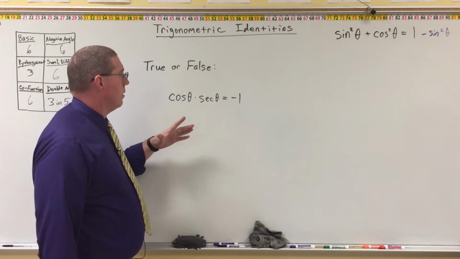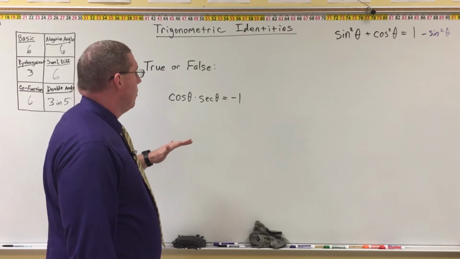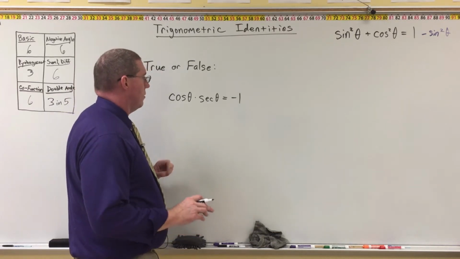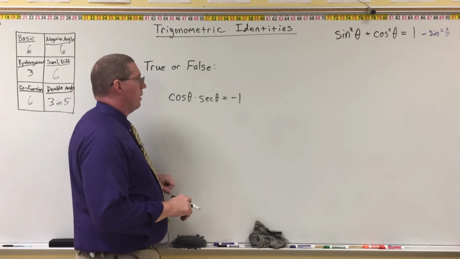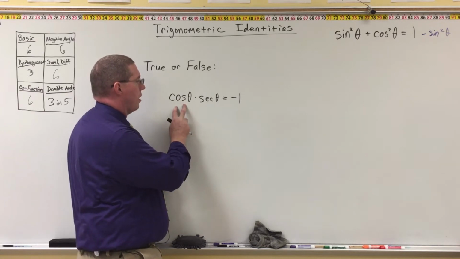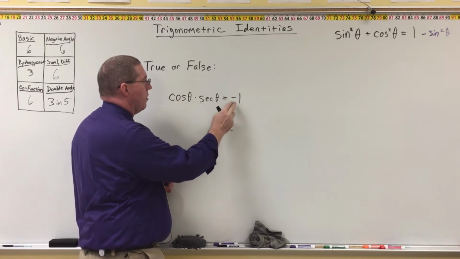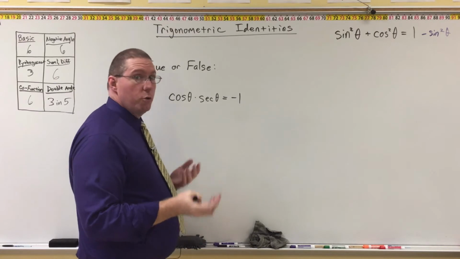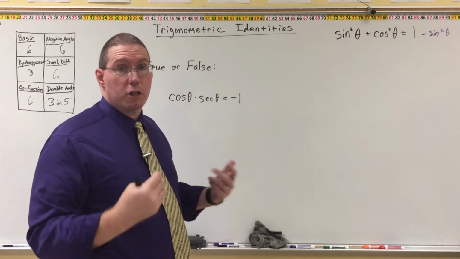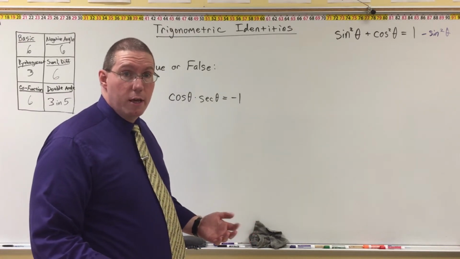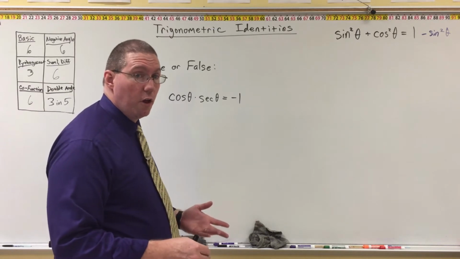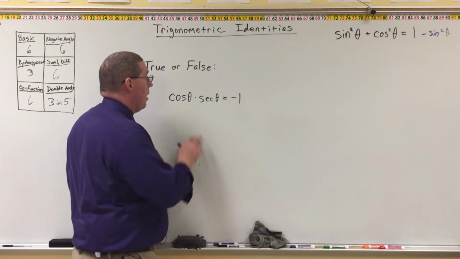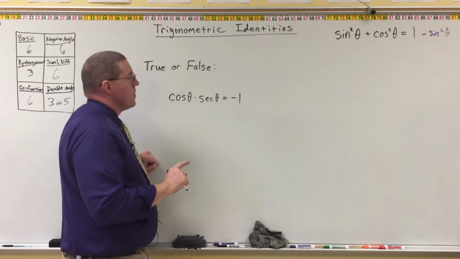In my opinion, really the real trick to dealing with trigonometric identities. So what we have here is cosine of theta times secant of theta is equal to -1. That may be true, it may not be true. If you don't have a strong understanding of trigonometry, if you haven't been working in it for a long time, you don't know right away. This could be true, maybe it's false.